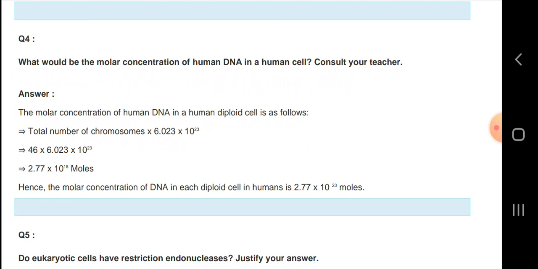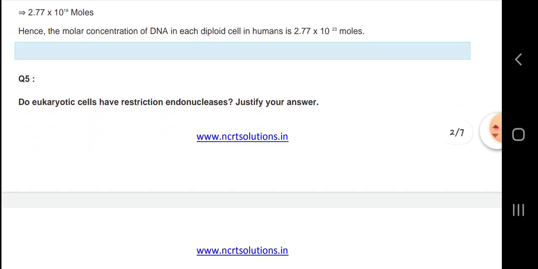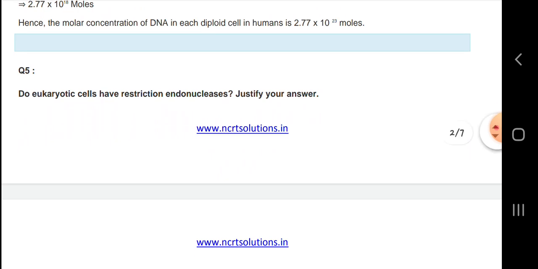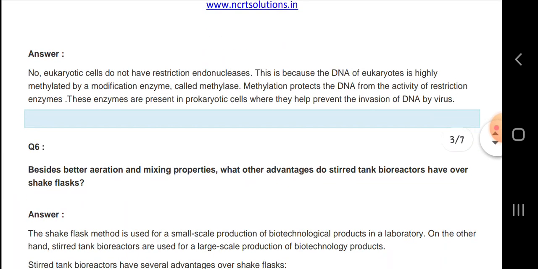Total number of chromosomes into 6.023 into 10 to the power 23. Therefore, 46 into 6.023 into 10 to the power 23, which is 2.77 into 10 to the power 18 molecules. This is for the diploid cells in humans.